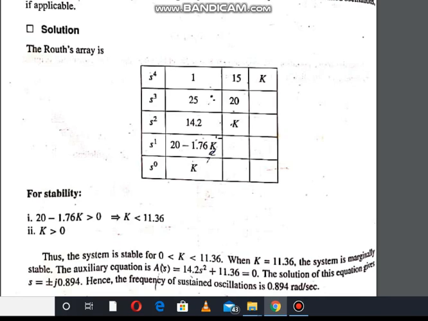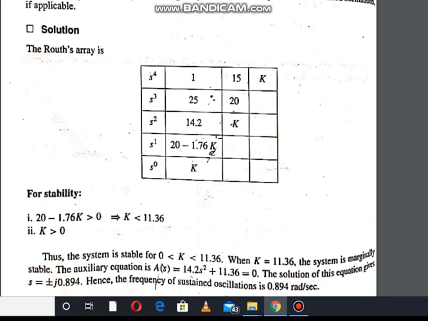Understood? It should be less than 11.36, then the system is stable. When k is 11.36, the system is marginally stable. If you substitute k as 11.36, we will get 0, it is marginally stable. The auxiliary equation we can write: for marginal stability, one row will be 0. Then we can write the auxiliary equation by using the previous row, that is the s square row.